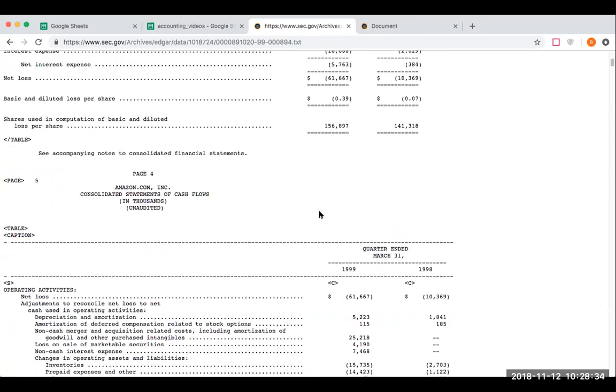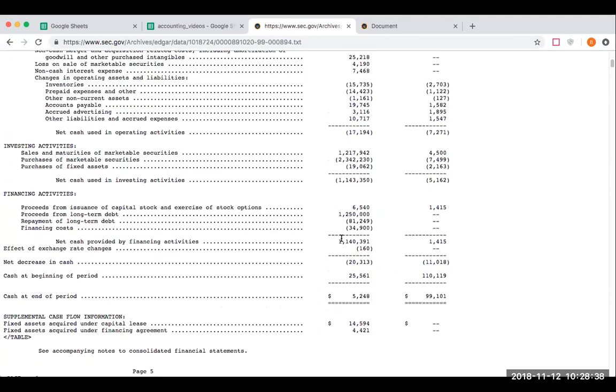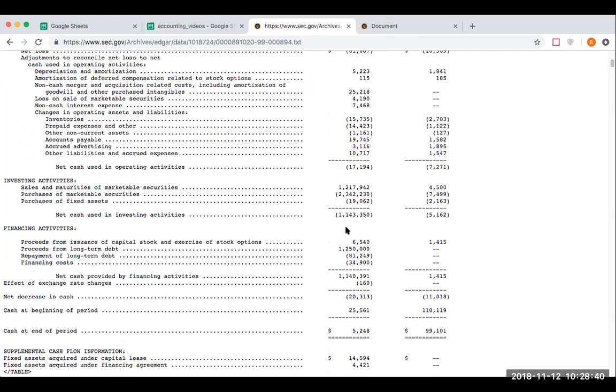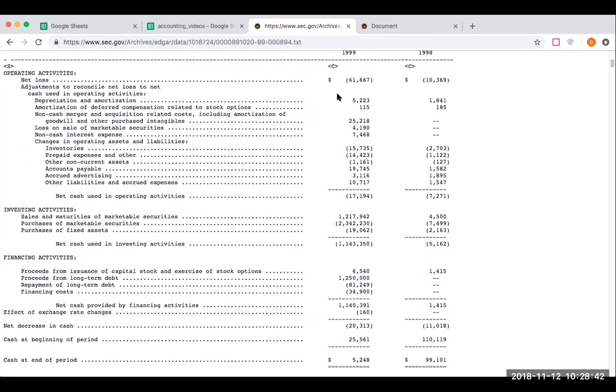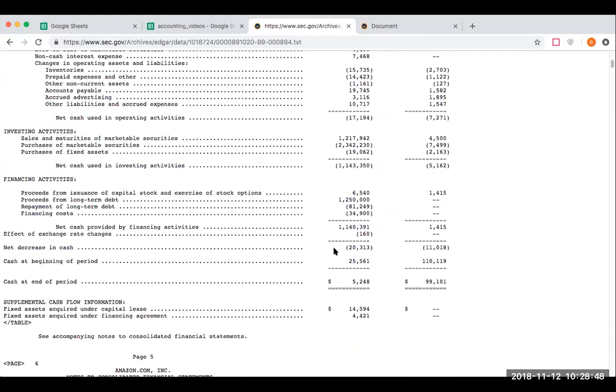If I remember, this is 5,248 and this is 25,561, and I go down here to my statement of cash flows. What I'm really doing with my cash flows is taking my net income or my net loss, and I'm showing what happened to cash by going through these different areas. And this is what we're going to be preparing. So cash decreased by about $20 million. Here's my cash at the beginning. Here's my cash at the ending.